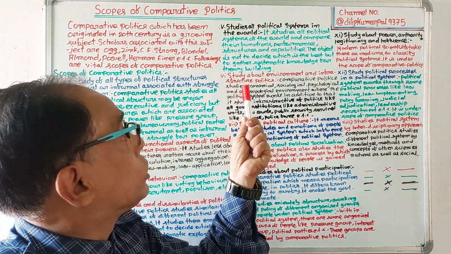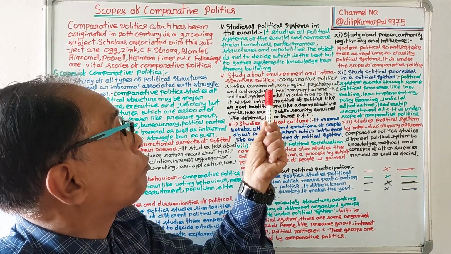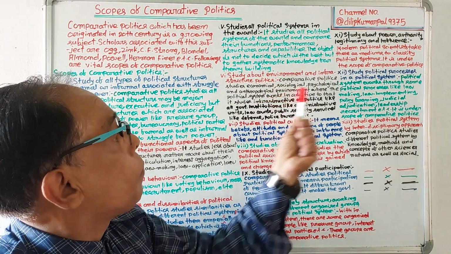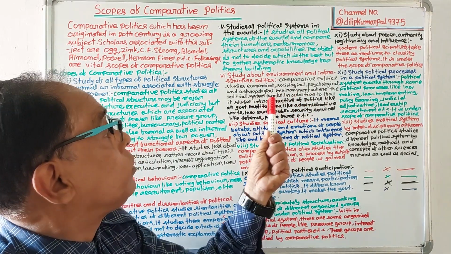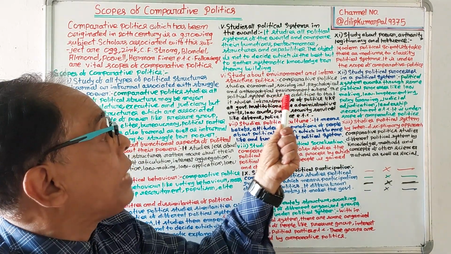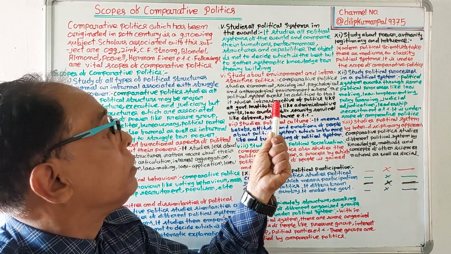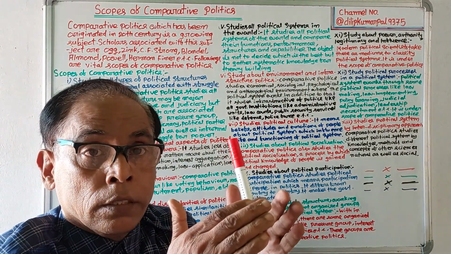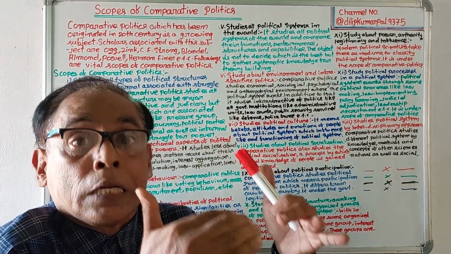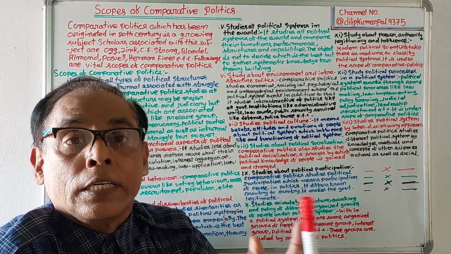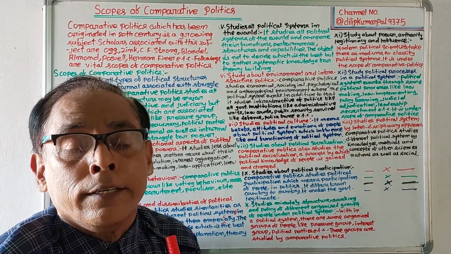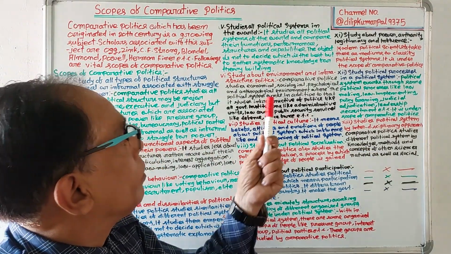Then six, study about environment and infrastructure of politics. Comparative politics studies economical, sociological, psychological, anthropological environment where political system works. It studies the environment where political system or government works. It may be economical, sociological, anthropological or psychological.